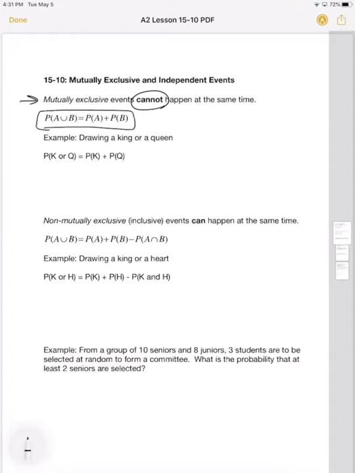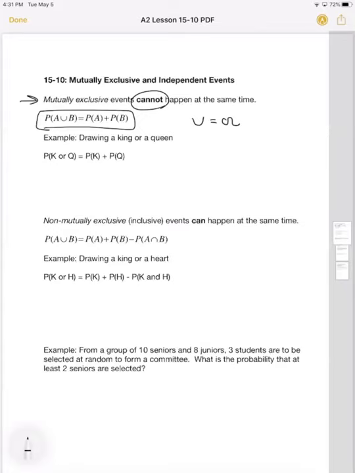And it says the probability of the union of event A and B. Now, union is another word for or. Okay, so just think of that as or. The probability of event A or event B happening, if they're mutually exclusive, you just add the two probabilities together separately. So what's an example of that in real life?